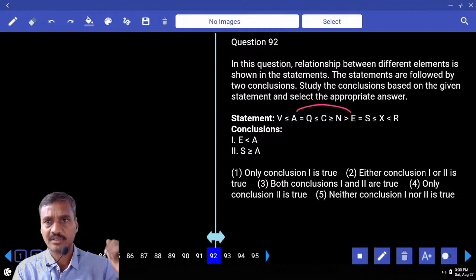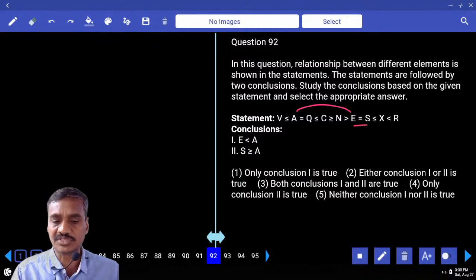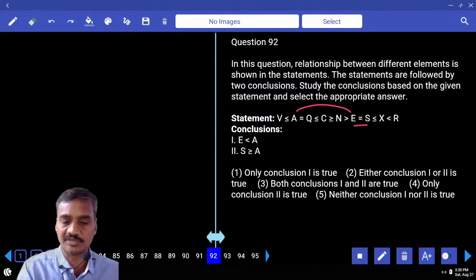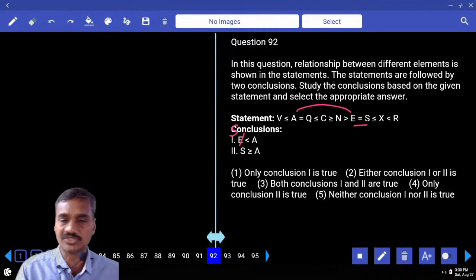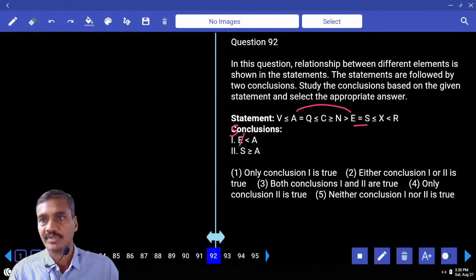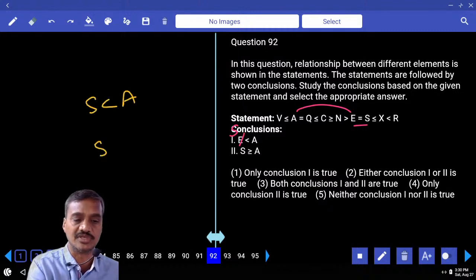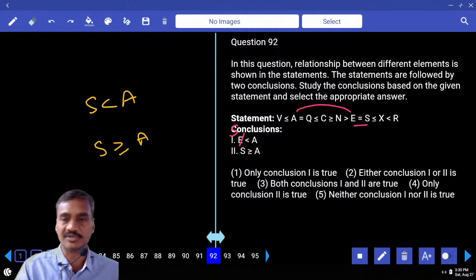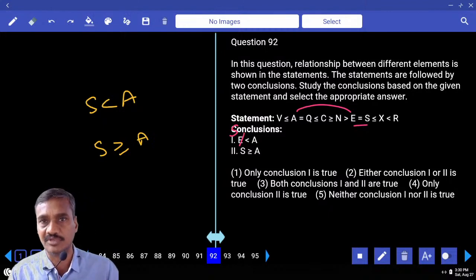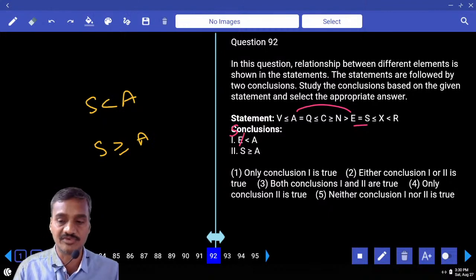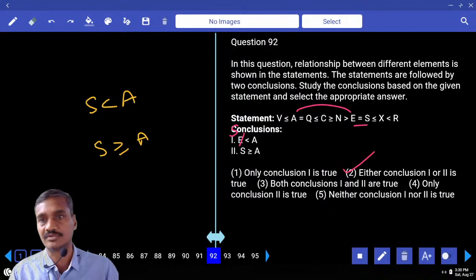Now E equals S, right? E equals S, in the place of E, can I take S or not? If I take S, now what happens? S lesser than A comes, S greater than or equals to A. And at the same time, the relation between S and A are opposite symbols. Then what is your answer? Either 1 or 2, but not neither.